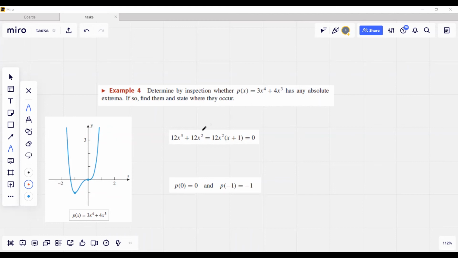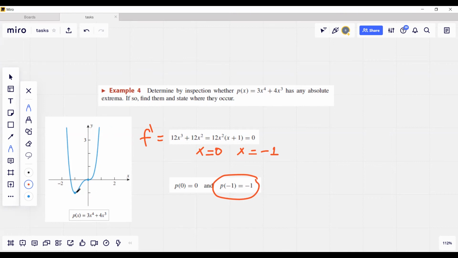To find the absolute minimum, we are going to differentiate our polynomial. So f prime is already found here. We are going to find critical points, stationary points in the case of polynomials. So we have two stationary points, x equal to 0 and x equal to minus 1. We are going to compare values of our function at these two stationary points, at 0 and minus 1. So we find that our polynomial has an absolute minimum at x equal to minus 1.